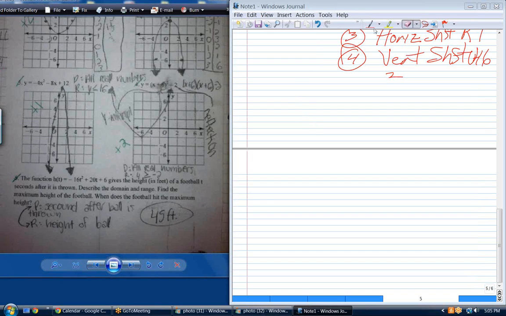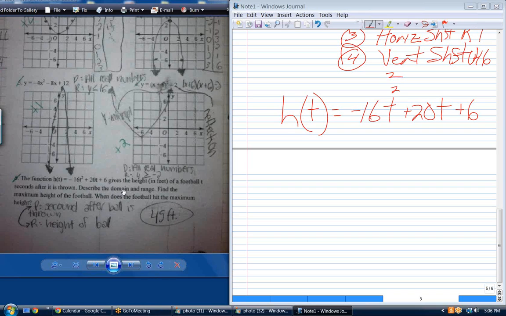Here's our height function. I call it a height function because this is going to tell us the height of the ball at any time you want to give me in seconds. That's what t is, in seconds. It gives the height of the ball in feet of a football thrown t seconds after it was thrown, or the height of a football t seconds after it's thrown. This equation is basically describing the effect of gravity.